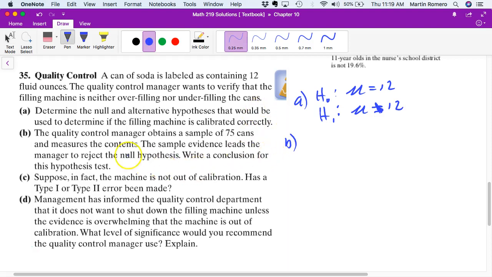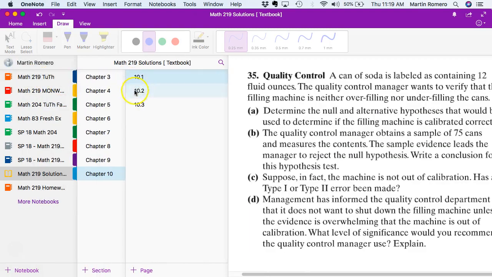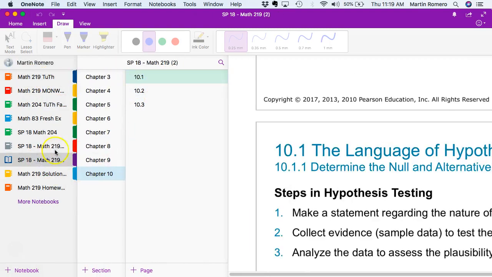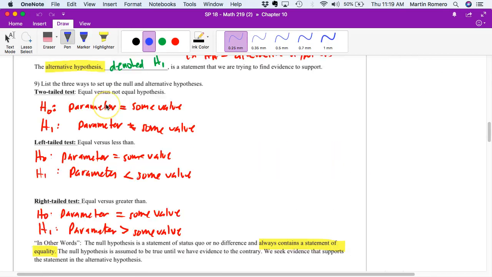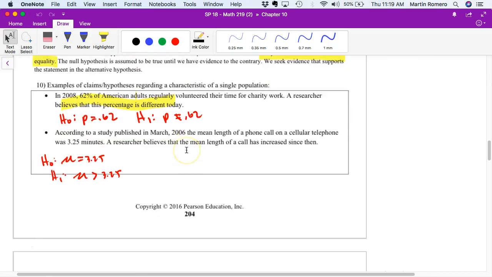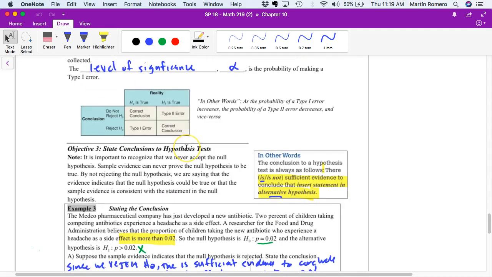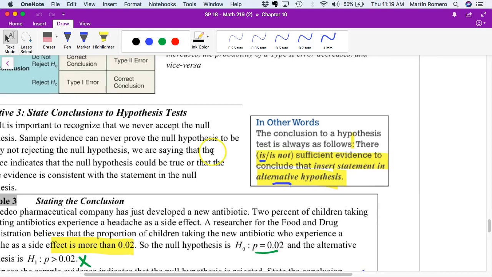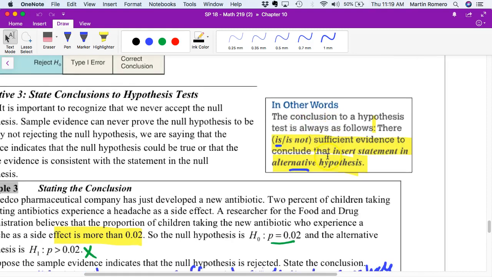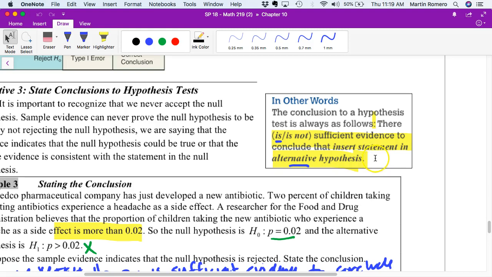So in this case here, we've got to go back to our notes. Let me see if I can find where exactly we need to be looking. When we write a conclusion, we write it somewhere here. Where is this statement? Right here. The conclusion to a hypothesis test is always as follows: there is sufficient evidence to conclude that, and insert the statement in the alternative hypothesis. So we're always going to say there is or is not sufficient evidence to support the alternative hypothesis. And that comes from our notes.